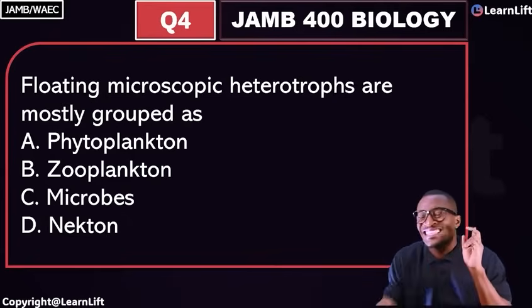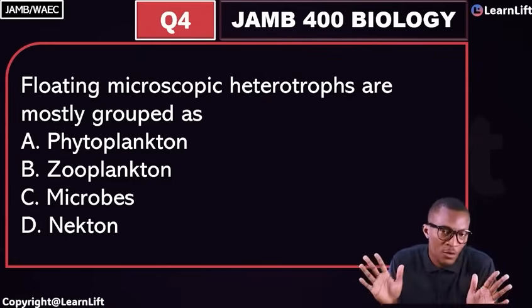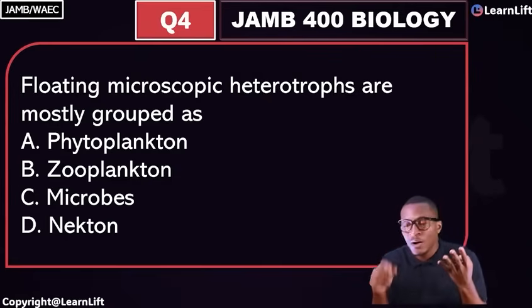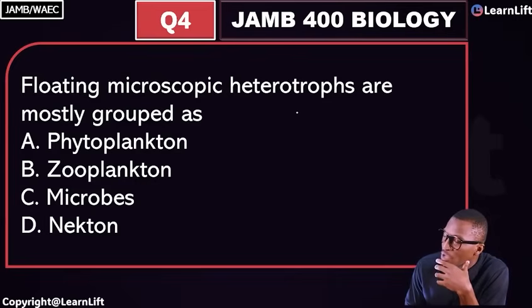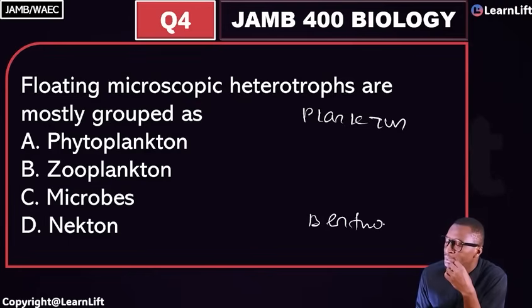Floating microheterotrophs are... now calm down. There are 3 things you find in water. Number 1, we call them planktons. And we call your benthos. I'm going to give you the diagram. And we call your nectons.